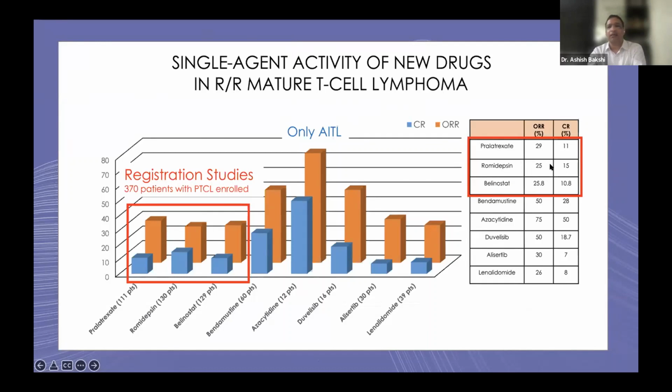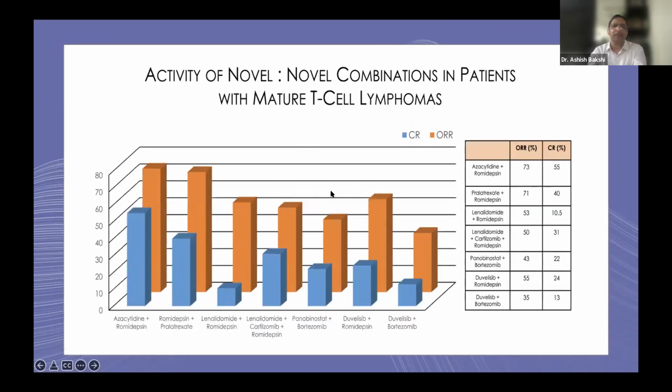These are again very difficult to treat lymphomas, and in angioimmunoblastic T cell lymphoma, as I mentioned, you see excellent responses with azacitidine. Now, these drugs are also being combined. As you can see here, a combination of azacitidine with romidepsin, so a DNA methyltransferase inhibitor with an HDAC inhibitor, results in even better responses.